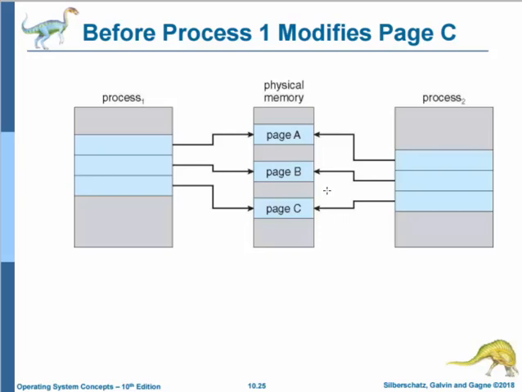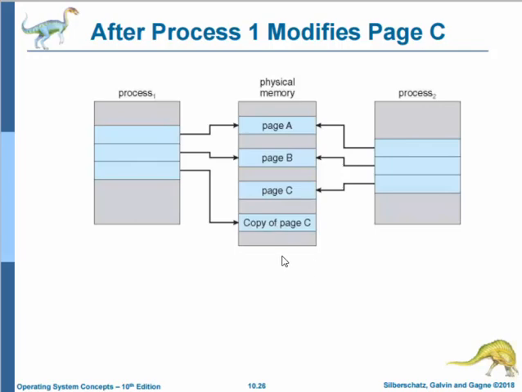From the figure, this is the illustration wherein we can see the state before process 1 modifies page C. This is process 1 and this is process 2, and they are both accessing the physical memory, wherein there are pages such as page A, page B, and page C. On the next slide, you will see that they have modified page C, and a copy of page C was created and saved in the physical memory.